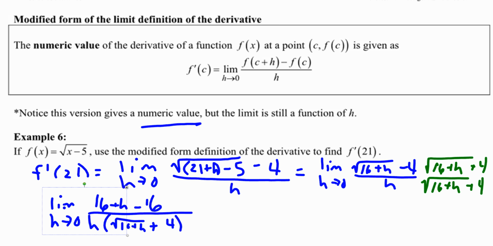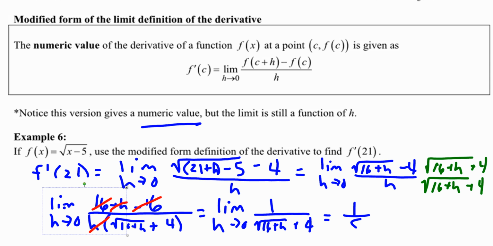The 16s will cancel out. The h's will cancel out, so we'll be left with the limit as h approaches 0 of 1 over the square root of 16 plus h plus 4. As h goes to 0, we're going to get 1 over 8. And that's equal to f prime of 21.